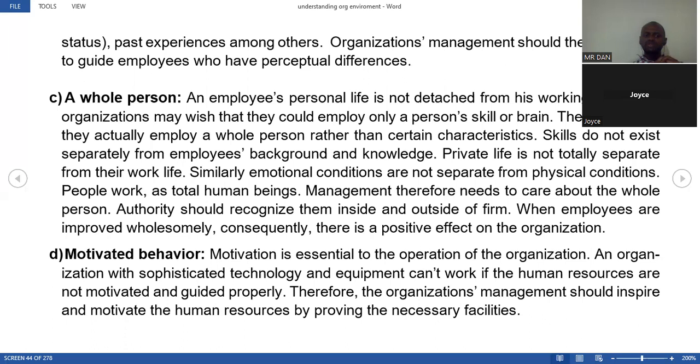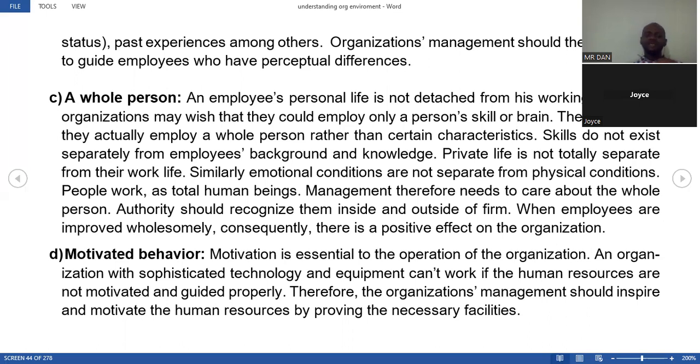Then we're also talking about motivated behavior. Motivation is very essential to operations of the organization. Look at an individual that is motivated. This individual will always work harmoniously to ensure that they achieve a certain level of satisfaction because of the motivation. Therefore, motivation behavior is very critical in organizations.